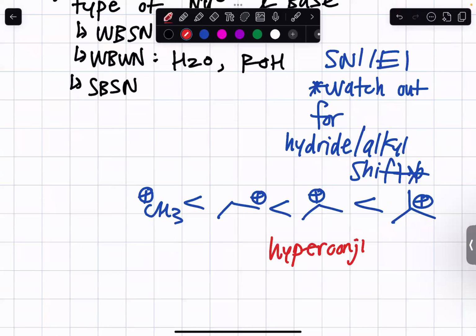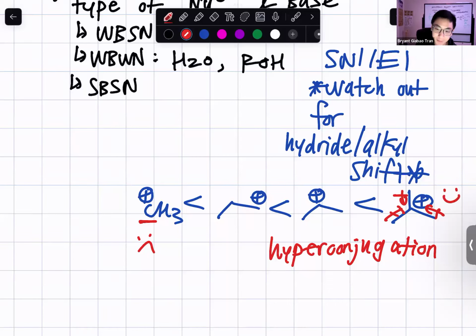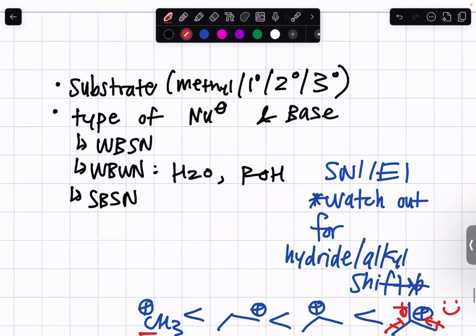Yeah, and I think of it as like friends. This positive charge here is missing electrons, so the more friends it has, the more stable it is. The less friends it has, like this carbon here has no R groups, it's more lonely, it's sad, it's unstable. The more friends it has, the less lonely it is, the more happy it is, the more stable it is. You can think of it like that.